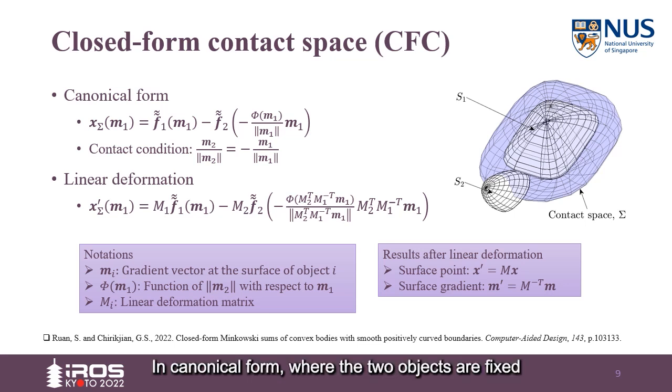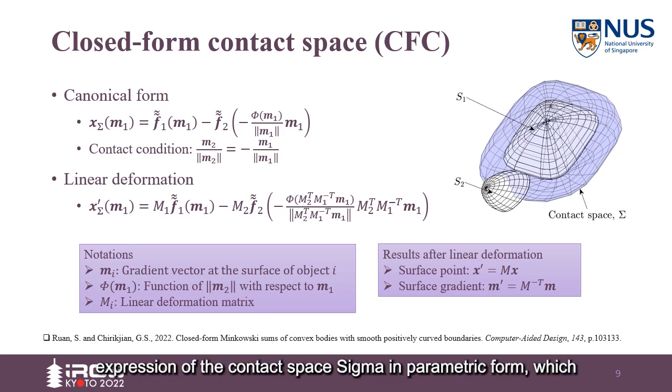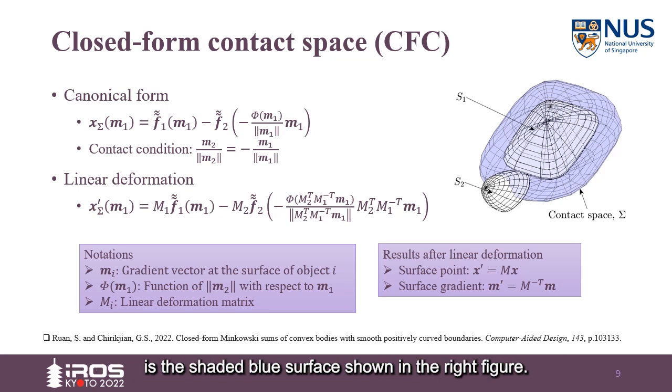In canonical form, where the two objects are fixed at identity poses, we can establish the contact condition. That is, the gradient vectors at the contact points are anti-parallel to each other. Then we are able to write down the closed form expression of the contact space, sigma, in parametric form, which is the shaded blue surface shown in the right figure. Now, if we apply linear deformations to the objects, such as rotation, shearing, and scaling, it is also possible to write the closed form expression after the transformation.